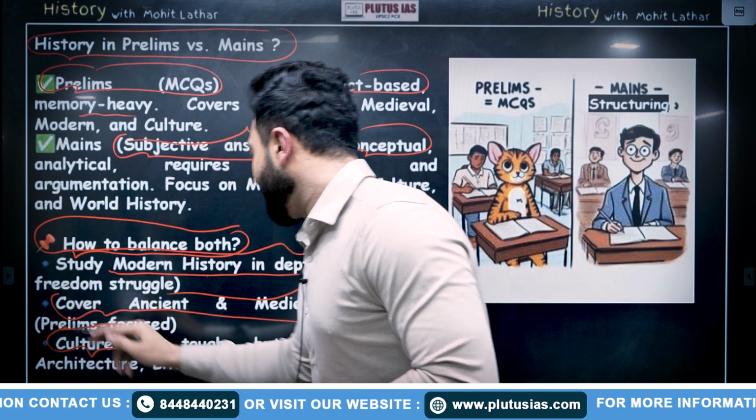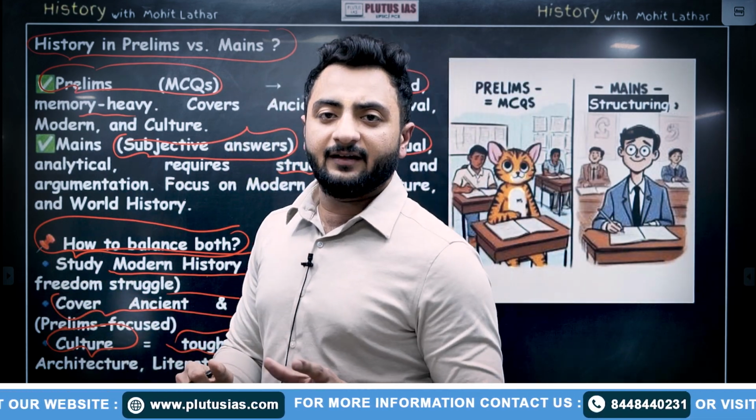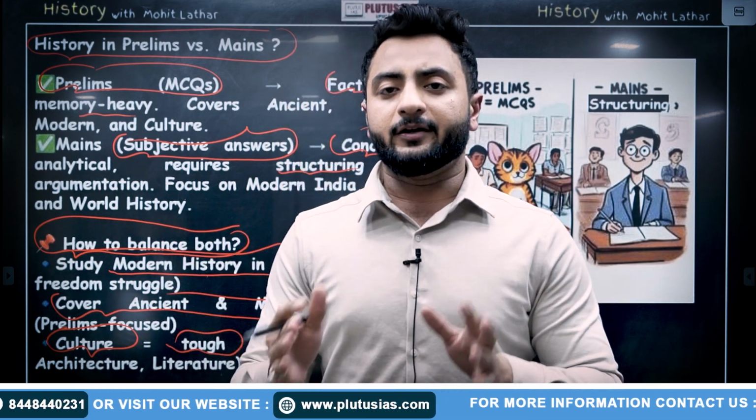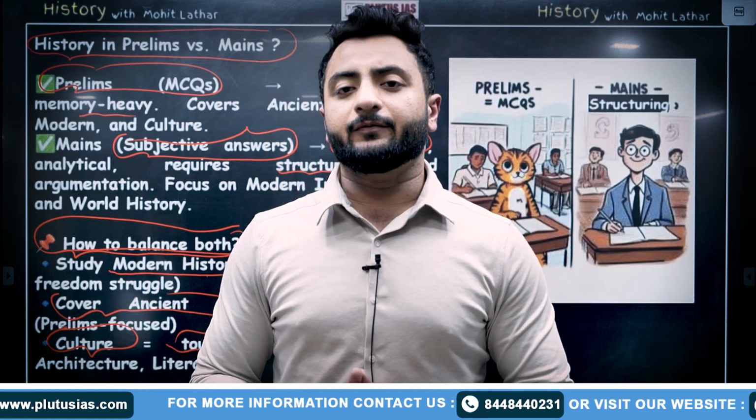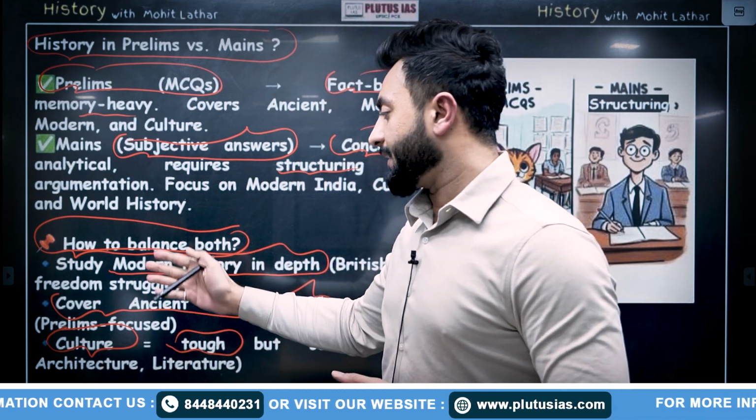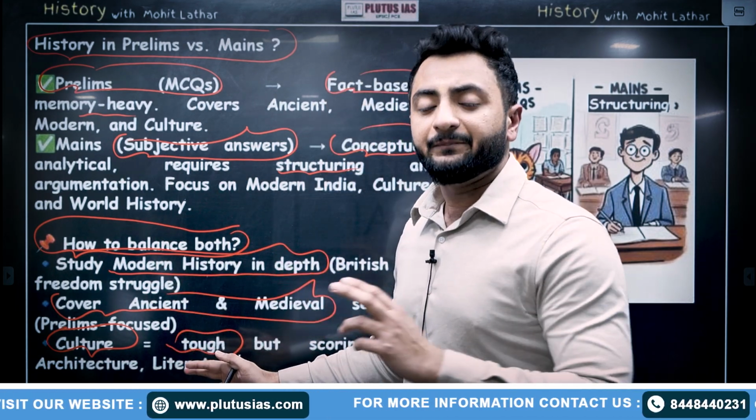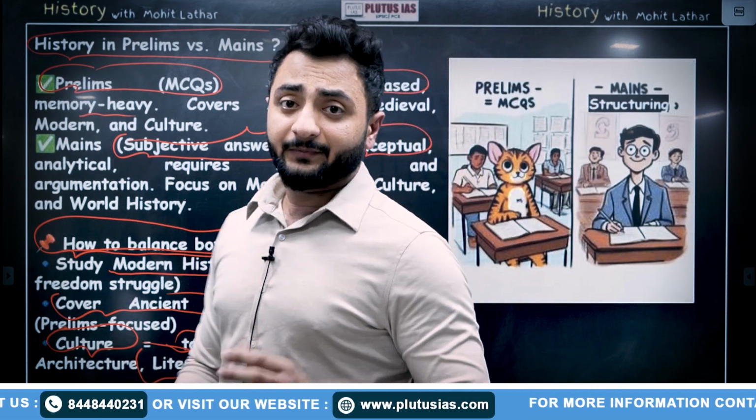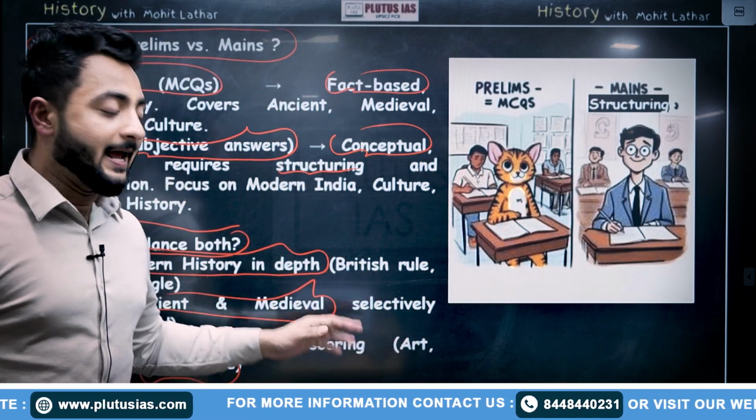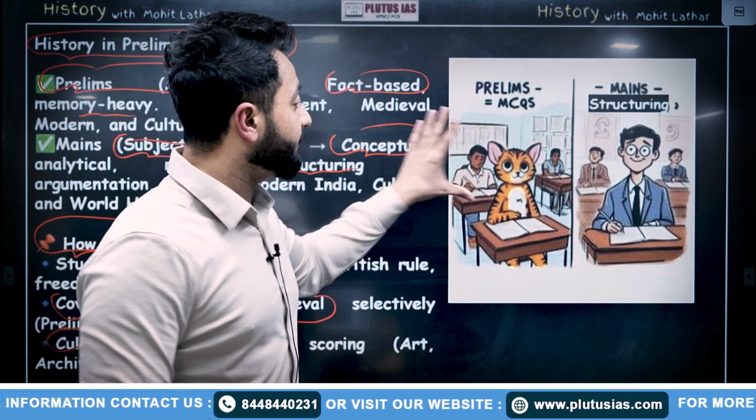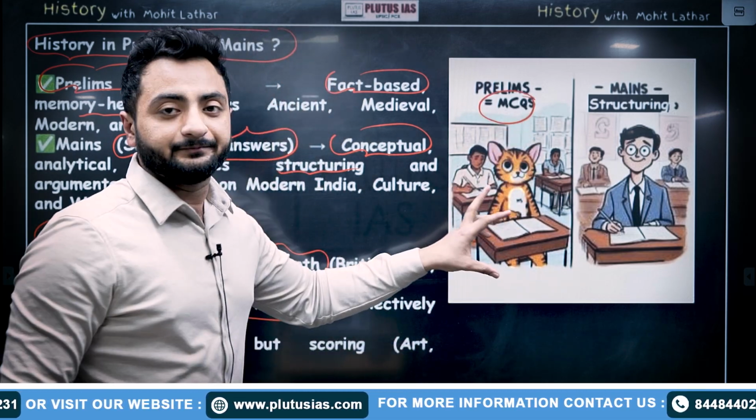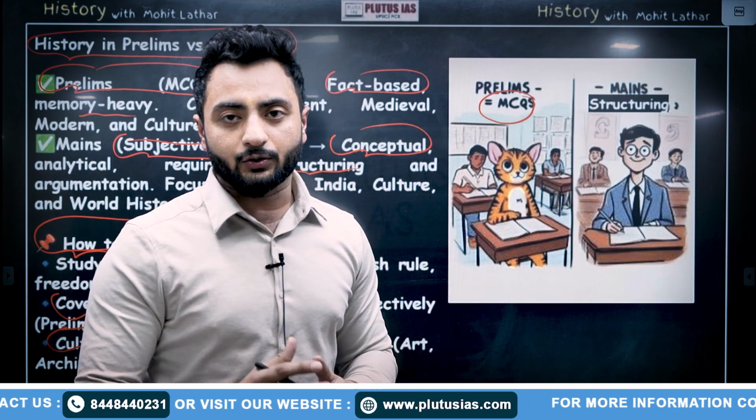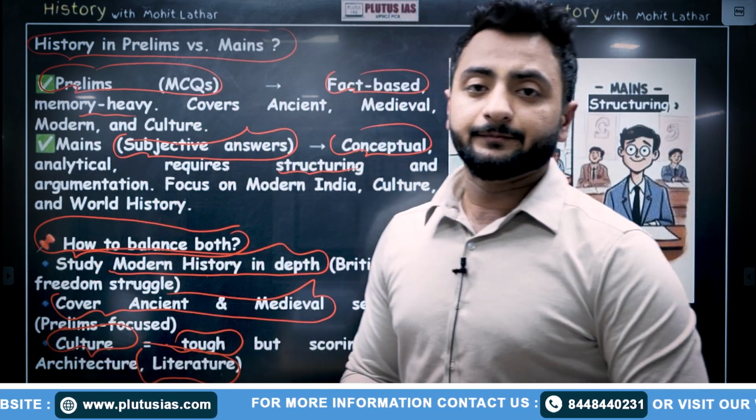Then art and culture. It is a tough part because we have many dynasties, many art and architecture forms since ancient India, be it Indus Valley civilization, Mauryan period, Gupta period, until the Mughal period, we saw a lot of development in art and architecture. It is tough, but if we go selectively and focus on revision, we can have a good hold over the architecture, literature and art forms of these periods and we can get good marks. So prelims is about MCQs like our friend here, the cute one, and in mains you have to structure yourself. You have to structure your answers in order to get good marks from your competitor. Let's move forward.